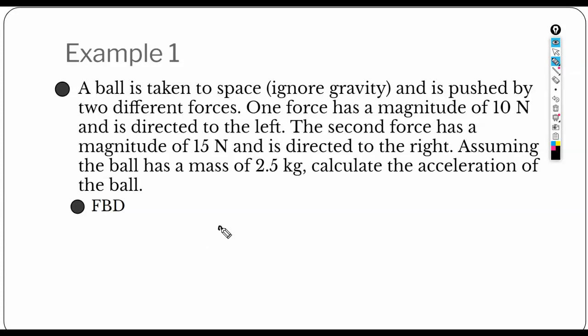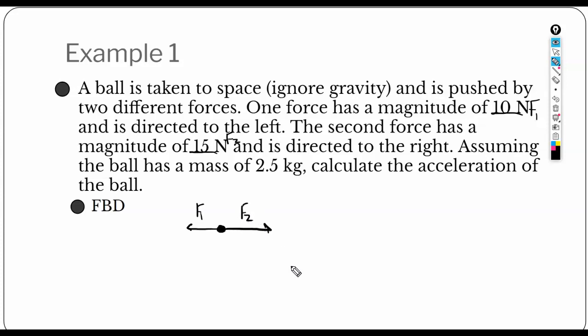Okay, so first I want to start with a free body diagram. Because we're in space, we don't have gravity. We just have these two forces. I'm going to call one force F1 and the other force F2, just to give them a nice easy label. The force to the left is going to be F1, and the force to the right is going to be F2, and that one is slightly longer because the magnitude is bigger.